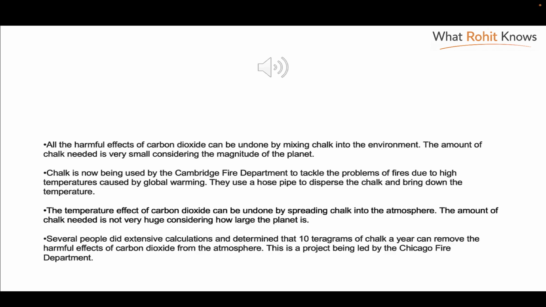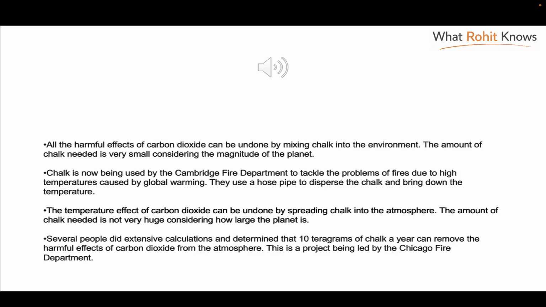I can't visualize 10 teragrams per year. So I asked the Cambridge Fire Department and Taylor Millsall to lend me a hand. And this is a hose pumping water at 10 teragrams a year. And that is how much you would have to pump into the stratosphere to cool the Earth back down to pre-industrial levels. It's amazingly little.